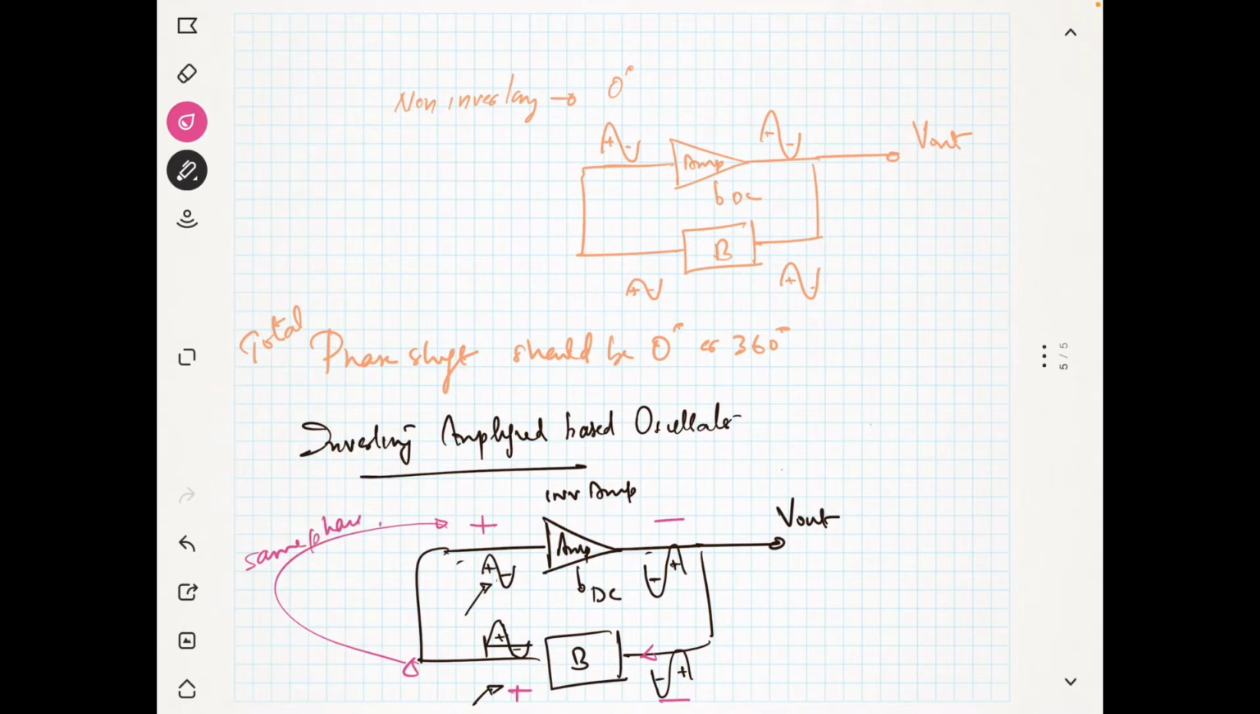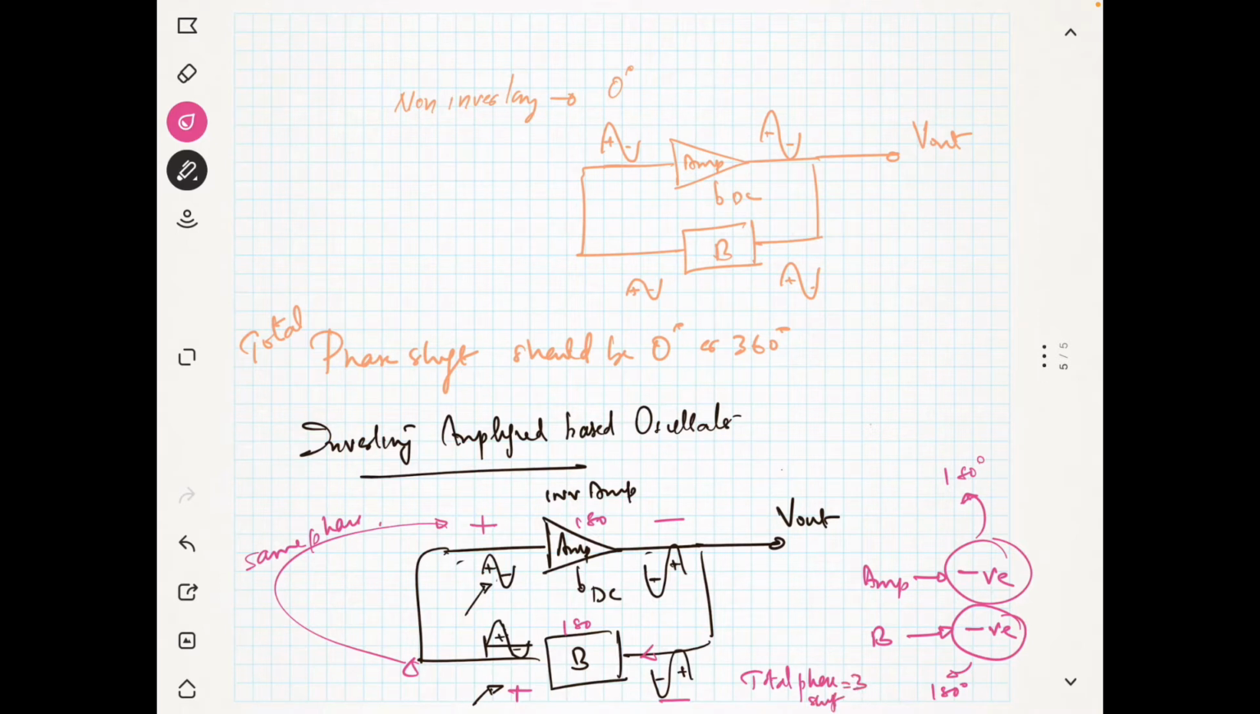So if the amplifier is having a gain which is negative, then your B also should have a negative gain. That means that this negative is showing it is 180 degree out of phase, and this negative is showing again 180 degree out of phase. So the amplifier is giving 180 degree, and your feedback network is also giving 180 degree. So the total phase shift is equal to 360 degree. So this is the condition which is required.